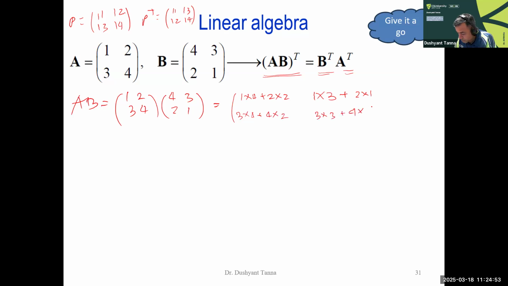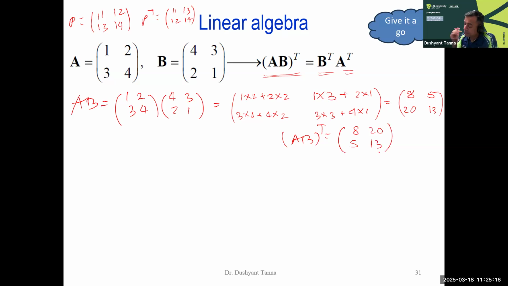and 4 with 1. Once you simplify, you will have 8. Up here we got 5. That's 20, and this one is 13. And therefore, AB transpose will be 8 and 20, 5 and 13. Okay, lock it and call it equation number 1 or result number 1 or whatever you like.